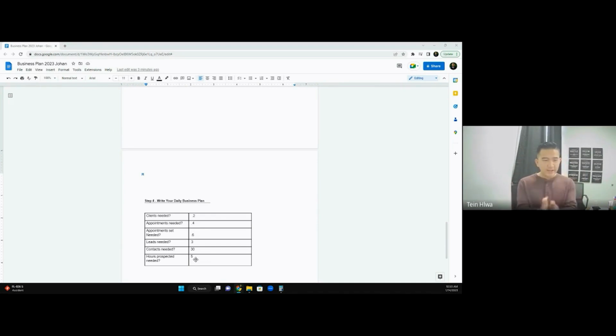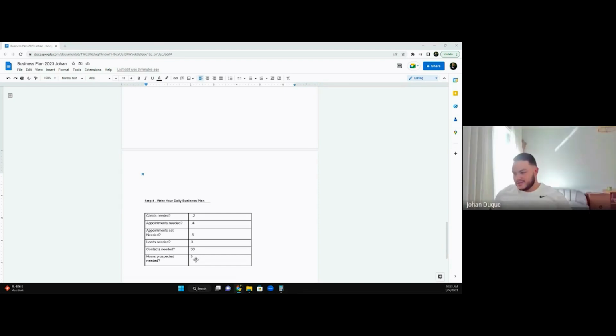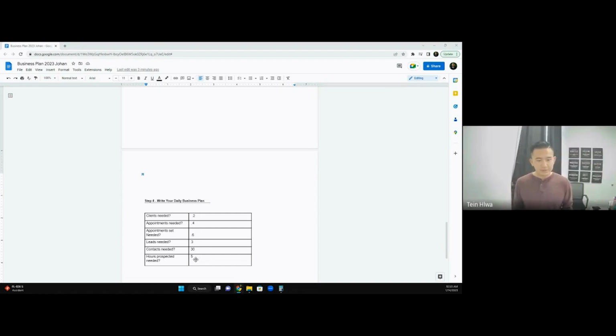Now you've got breakdowns of the key indicators that you need to hit in order to get your financial goals. So now you just focus on this, the daily activities. It'll add up over time to essentially the weekly, the monthly, all that.